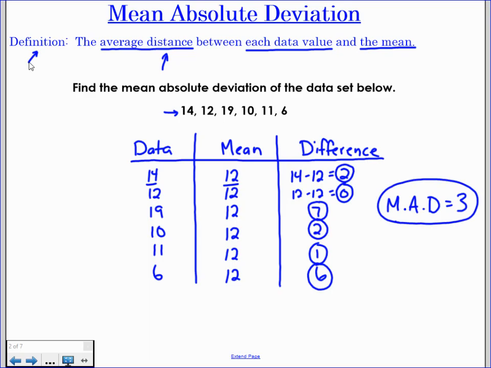That basically tells us the spread of the data, how tightly packed our data is. If your mean absolute deviation is very small, that means your data is pretty tightly packed together. If your mean absolute deviation is very large, that means your numbers are ranging very high and very low. There's not a ton of consistency in your data. So in this case, the mean absolute deviation is 3.